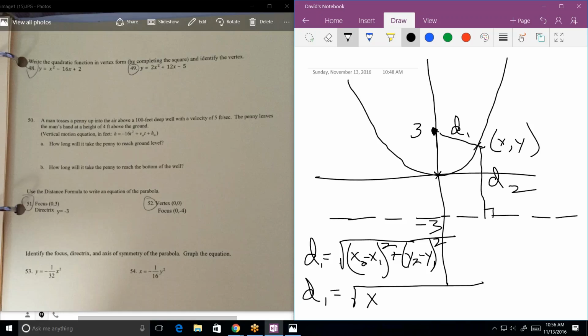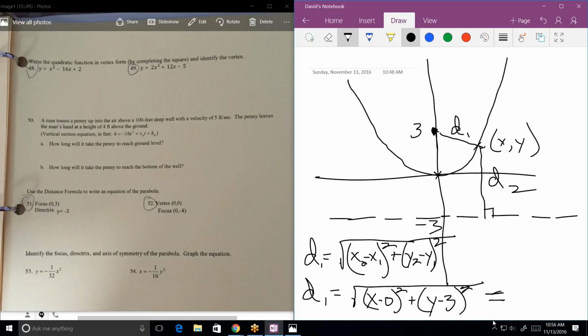So that ends up being x minus 0, the x-coordinate of this point right here, the black dot, is 0. So that's squared, plus y minus 3, the y-coordinate of that black dot, squared. Okay? That distance is the same as d2.